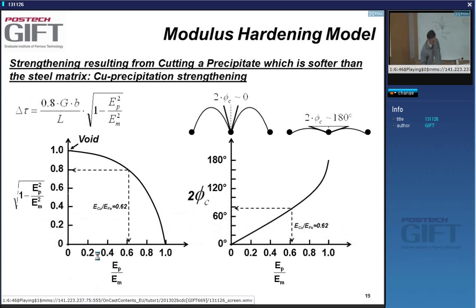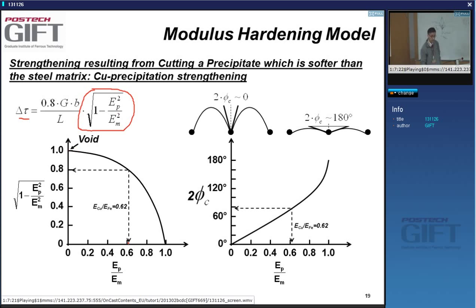And I can plot this. In delta theta, the only important factor is this here. So if you plot this square root parameter as a function of the ratio of Ep over Em, going from 0 to 1, you find that it goes from 1 for a void to 0 when matrix and precipitate parameters are the same.